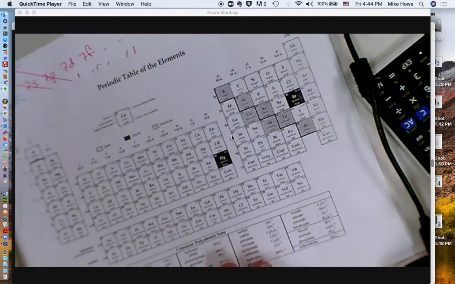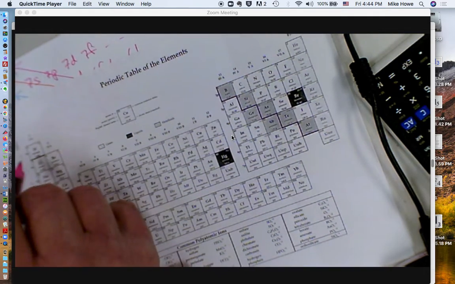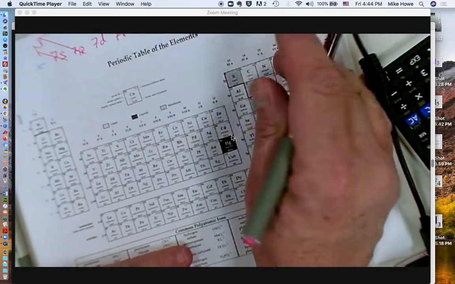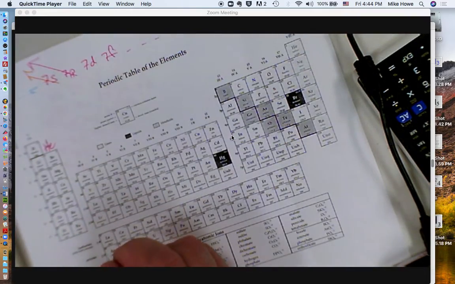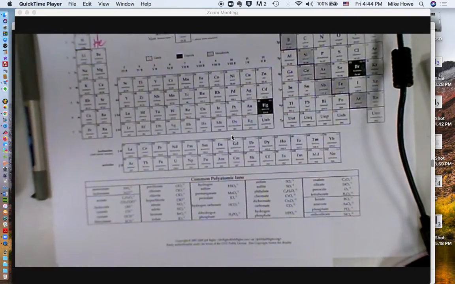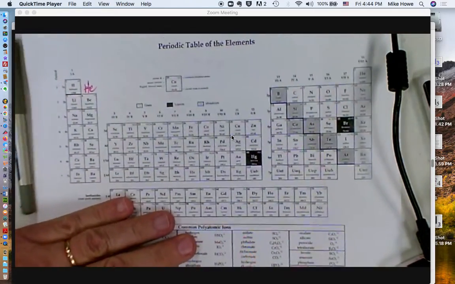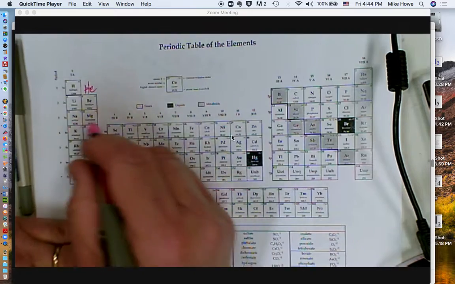And here is how you're going to know the filling order. This is the Smart Kit version. So we know that we start with 1s, and then we go to 2s, because over here, remember, helium should be over here. But chemically, it fits better over on the other side, and so we put it over there.